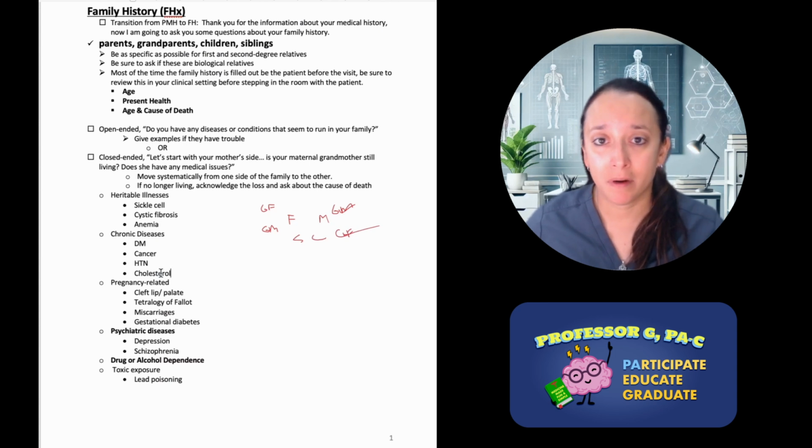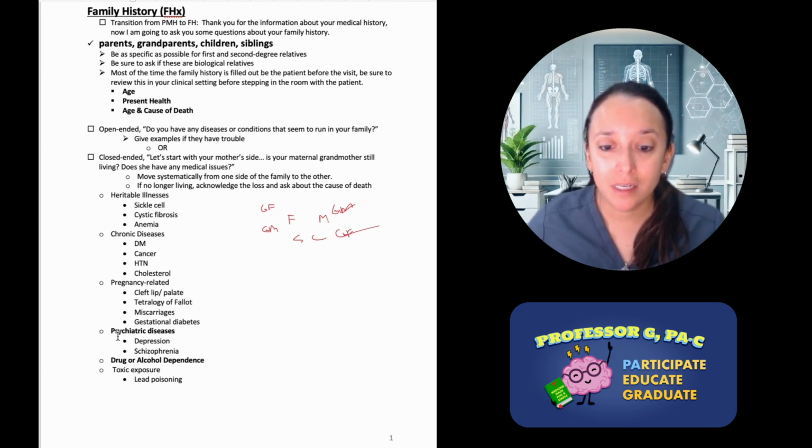If maybe they're there for their pregnancy, you might want to ask specifically about pregnancy related stuff, but I don't always ask that. Remember, some that are on your patient encounter checklist that you have to ask, okay, they are separate checkboxes, are these three things, okay? Psychiatric disease, drug and alcohol dependence, and not toxic exposure, just psychiatric, drugs, and alcohol, okay?